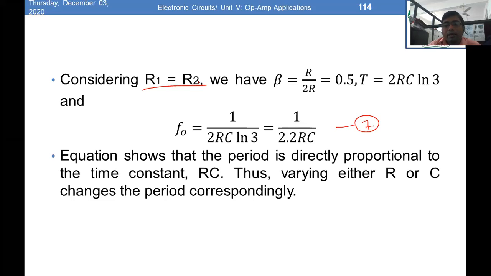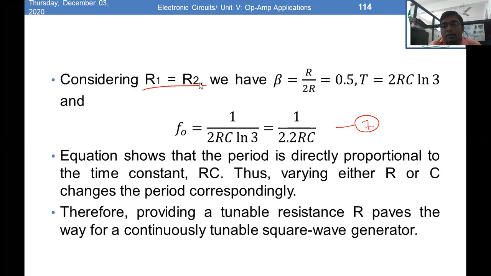So in this way, all the equations show that the time period is directly proportional to the time constant, that is RC. That means varying either the resistor R or the capacitor C could change the time period correspondingly. Therefore, providing a tunable resistance R paves the way for a continuously tunable square wave generator. By varying the value of the resistor, you can vary the square wave generator frequency as well as the time period.